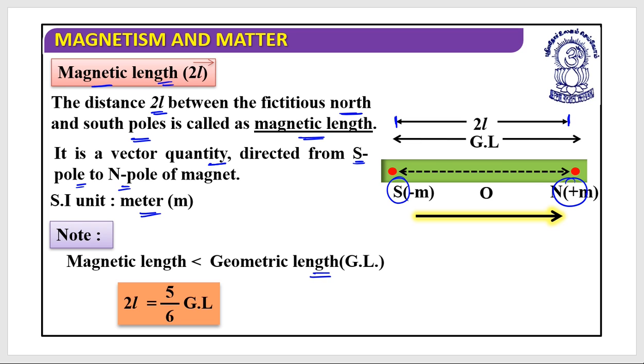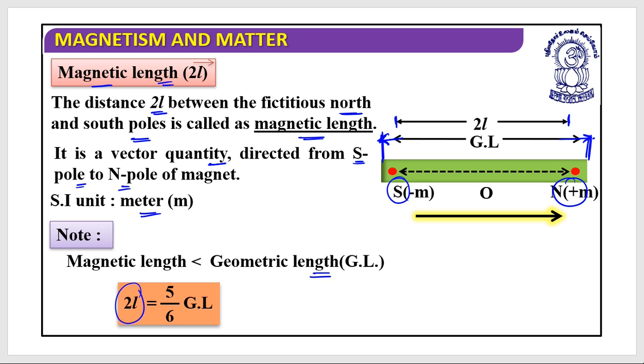One more term that can be defined is the geometrical length. When I say geometrical length, it is the length that can be measured using a scale for any magnet. So if any magnet is there and I want to measure its length, if I take a scale and measure it, it will be the geometrical length. I hope this is clear.